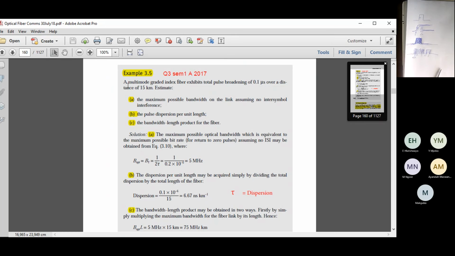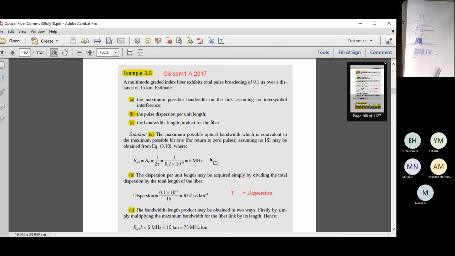Now, this example, go through it, people. I don't have time. But look at the way they ask it. It's a multi-mode fiber. It's got a pulse broadening of 0.1 microsecond over 15 kilometers. Now calculate the pulse broadening. So first calculate the optical bandwidth. It's that formula I showed you, and it's 5 megahertz.